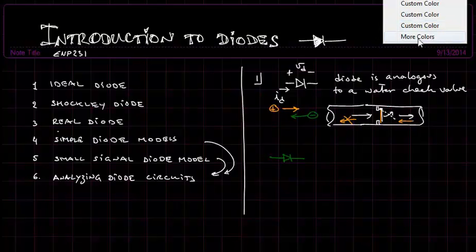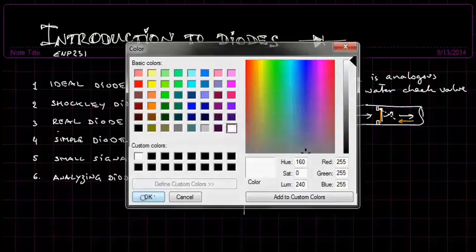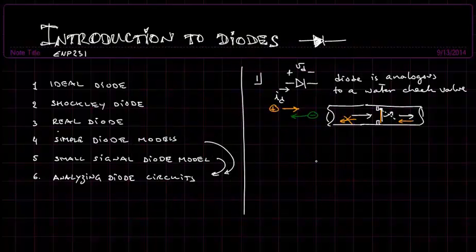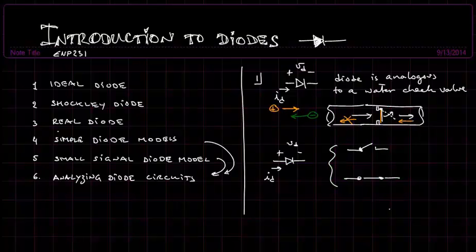The diode can be thought of as being in one of two modes. It will either be an open switch or a shorted switch. So the switch will be open if the voltage V_D is less than 0, and the switch will be closed if the current I_D is greater than 0.